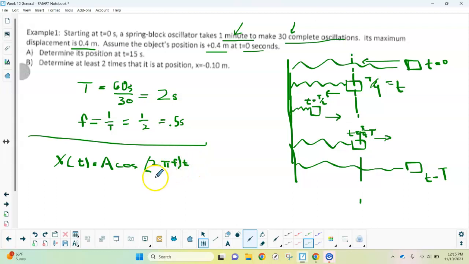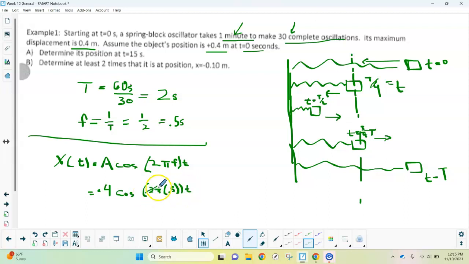That's where you're trying to measure it at. 2 pi and f are all constants, so that's fine. A is a constant. So a is the maximum displacement, so that's 0.4. So it's starting at positive 0.4. And we're going to do cosine of 2 pi f. F is 0.5. So that's 0.5. And then that number times t.